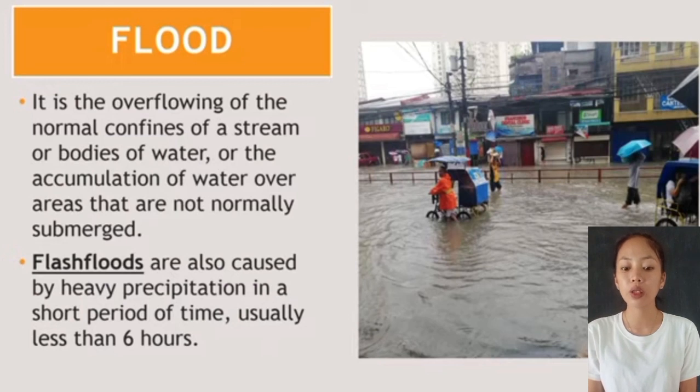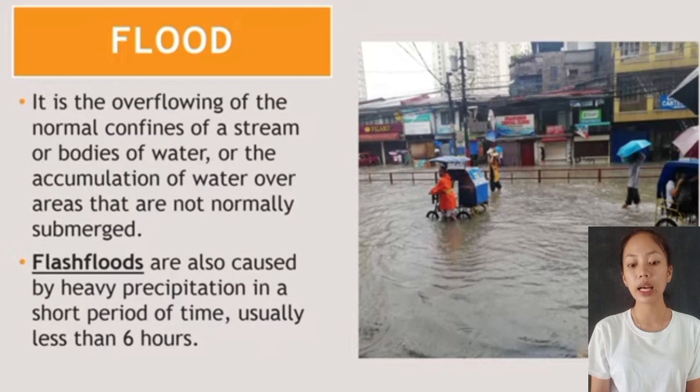Itong flash flood, ito naman yung violent na klase ng flooding. Kasi ito yung pamaragasang tubig na usually nangyayari ito kapag ikaw ay nandoon sa ilalim ng mga matataas na kalupaan or mga lugar. Okay, so as you can see on the illustration, that is the example of flooding.